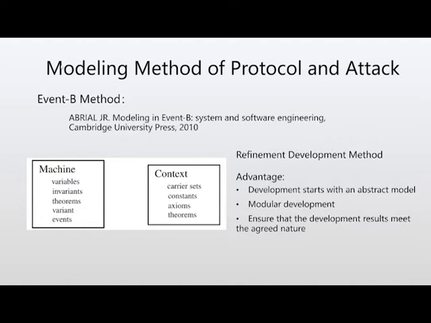There are three benefits to adopting the Event B approach. First, Event B method models from an abstract model, which is relatively easy to model. Second, each behavior of the protocol and attack is described by events in the model, which is modularized development. Third, refinement theory can ensure that the development results meet the agreed nature.